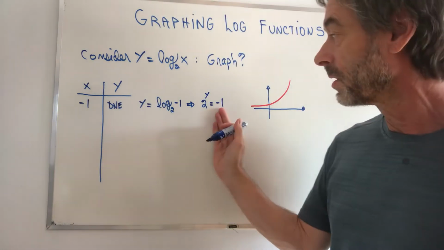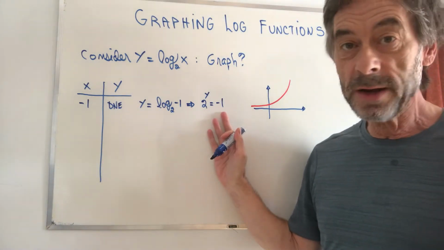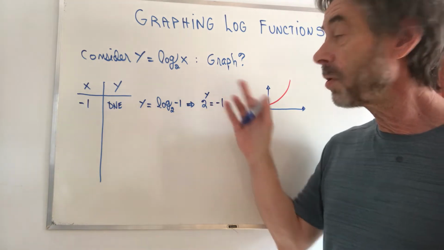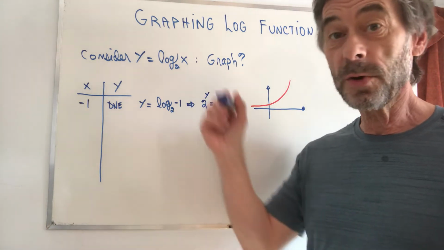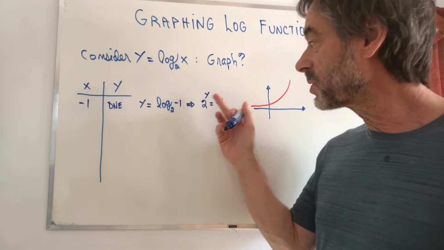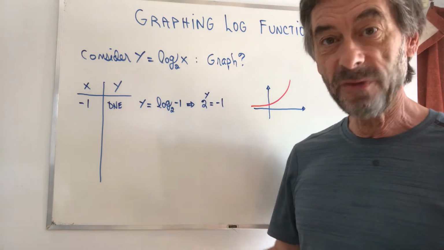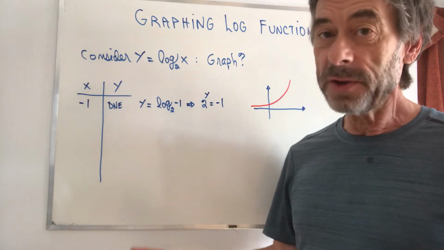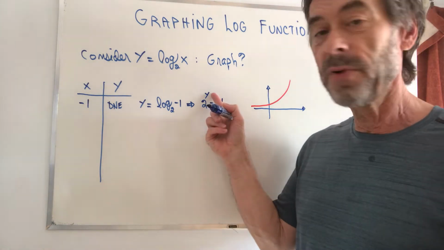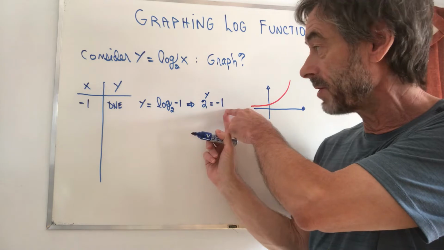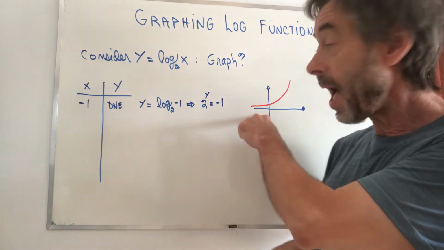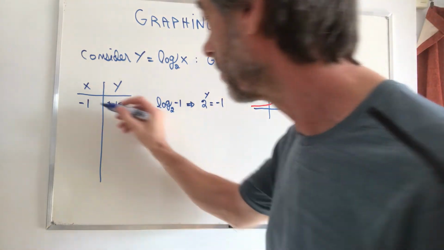So it does not exist. 2 to the anything equals -1? You can try any value you want. 2 to the -1, that's 1 over 2, 1/2. 2 to the -10, that's 1 over 2 to the 10, 1 over 1024. It never is going to be negative. And of course, if you put in 0 or a positive value, you are not going to get a negative value, as the graph of this suggests. Okay, let's try 0.